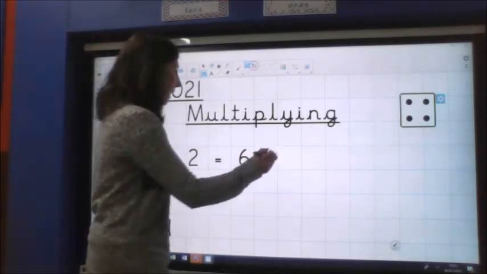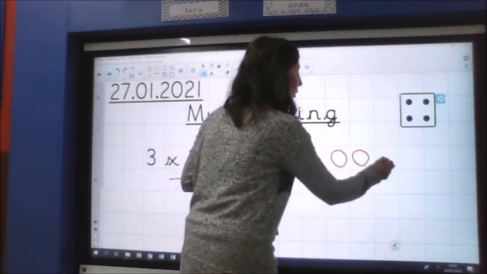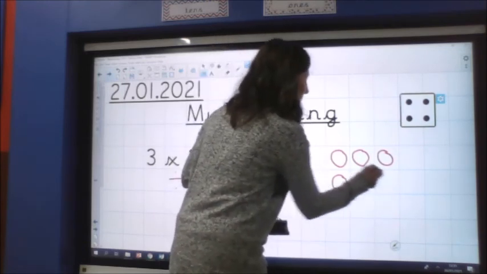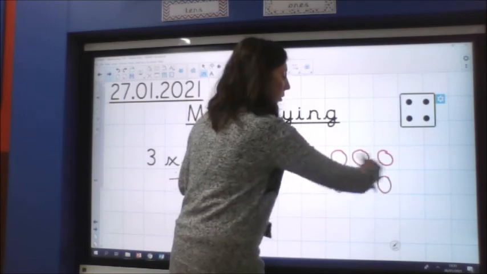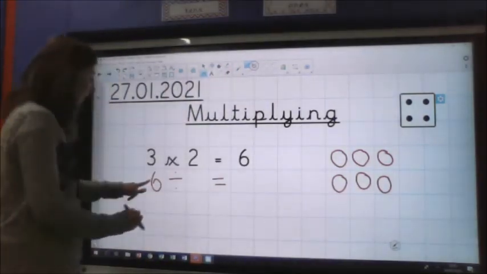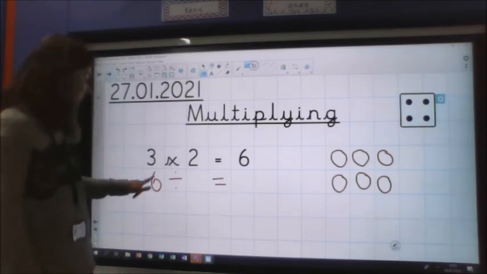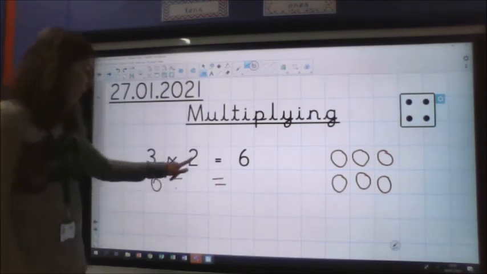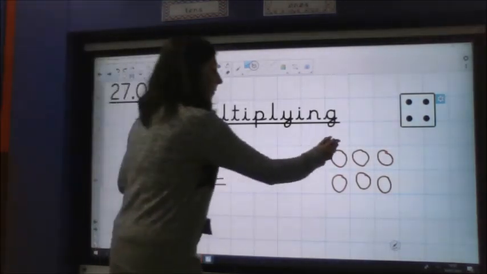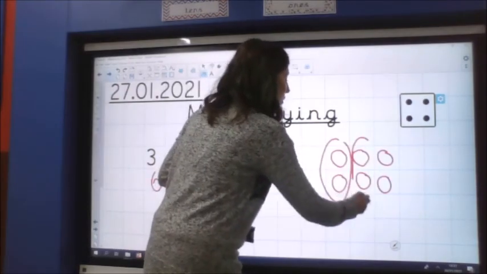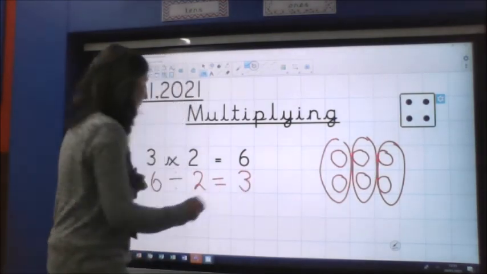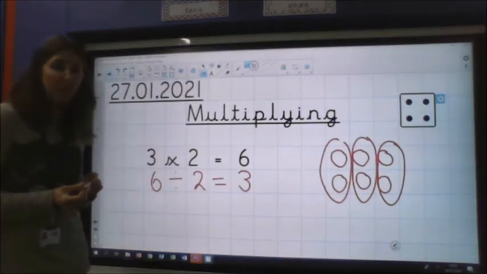So 3 times 2. There's 1 group of 3. Oh, I swapped it around the other way. So you could either do it as groups of 2 or groups of 3. I have 6 altogether. The biggest number has to go at the start for a division. 6 altogether. I've divided it into groups of 2. There's 1 group of 2, 2 groups of 2, 3 groups of 2. So 6 divided by 2 equals 3.